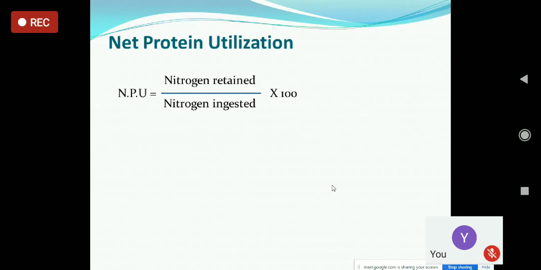So there is another formula, net protein utilization, which is better than biological value because this takes into account the digestibility factor. It considers the amount of nitrogen that is ingested and the amount of nitrogen that is retained. So this gives a proper idea about the protein utilization and the quality of the protein.